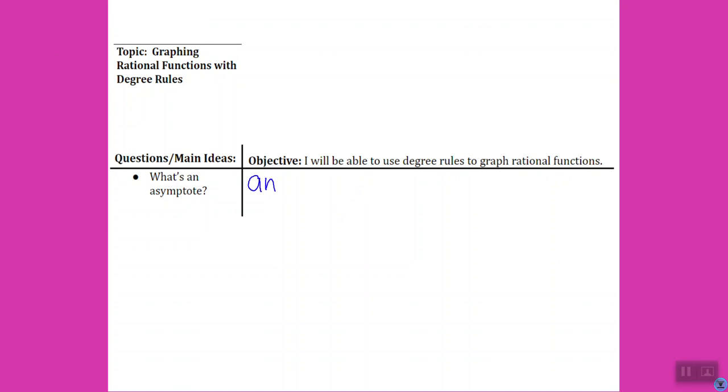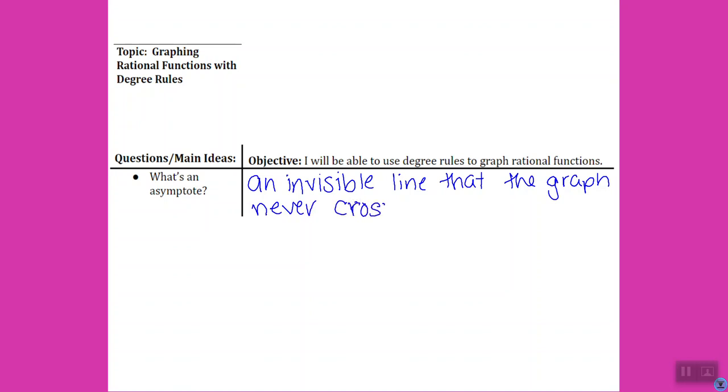It's an invisible line that the graph never crosses or touches.